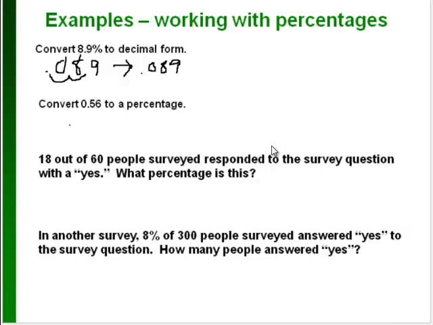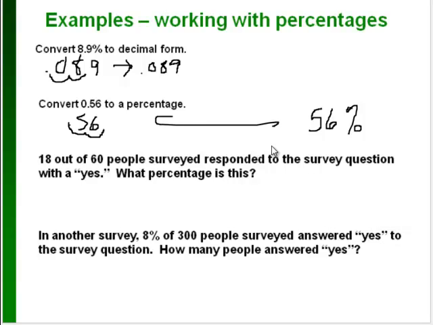Okay, then if we're converting 0.56 to a percentage, now if we're going from decimal to percent, we want to move the decimal point the other way. So we want to move it to the right 2 places, which gives us 56%. That one got away from me. Okay, so we've got 56%.